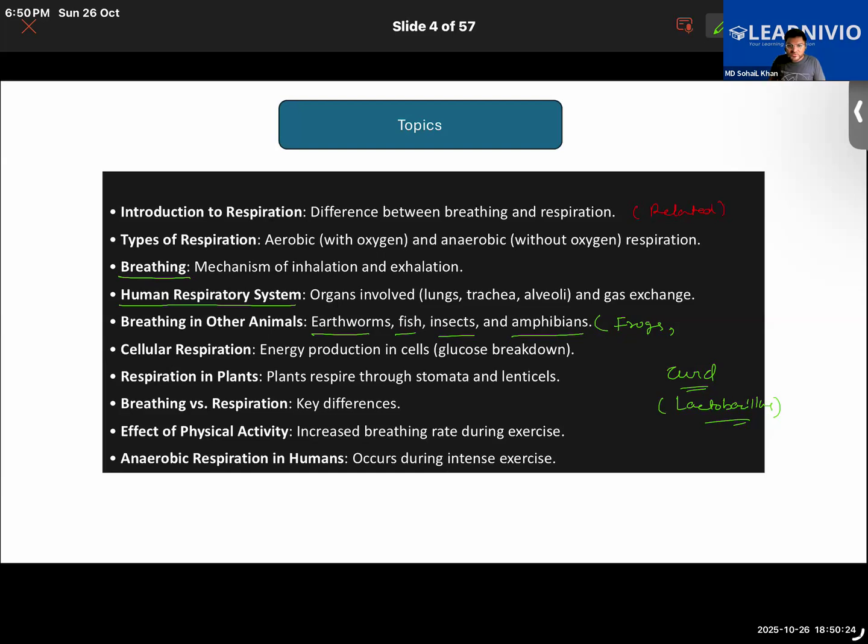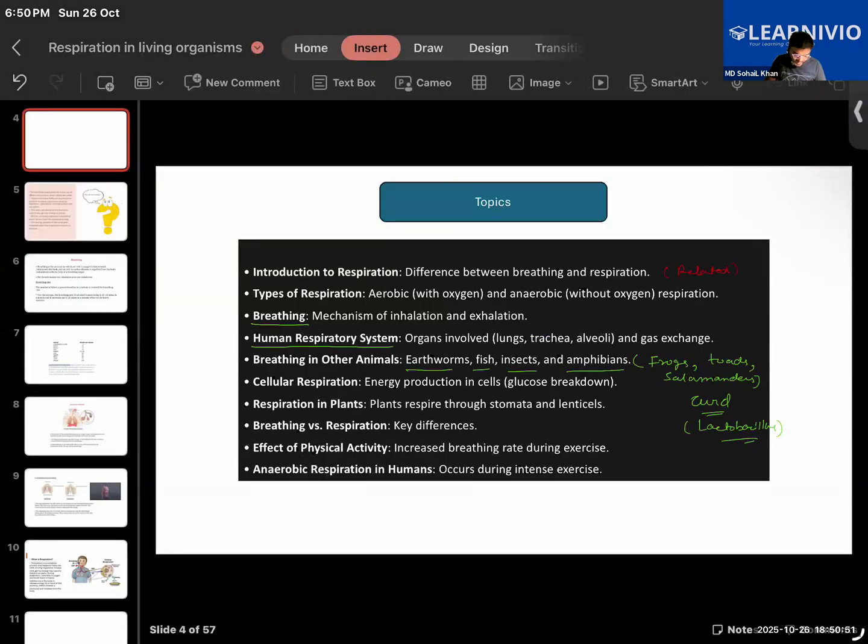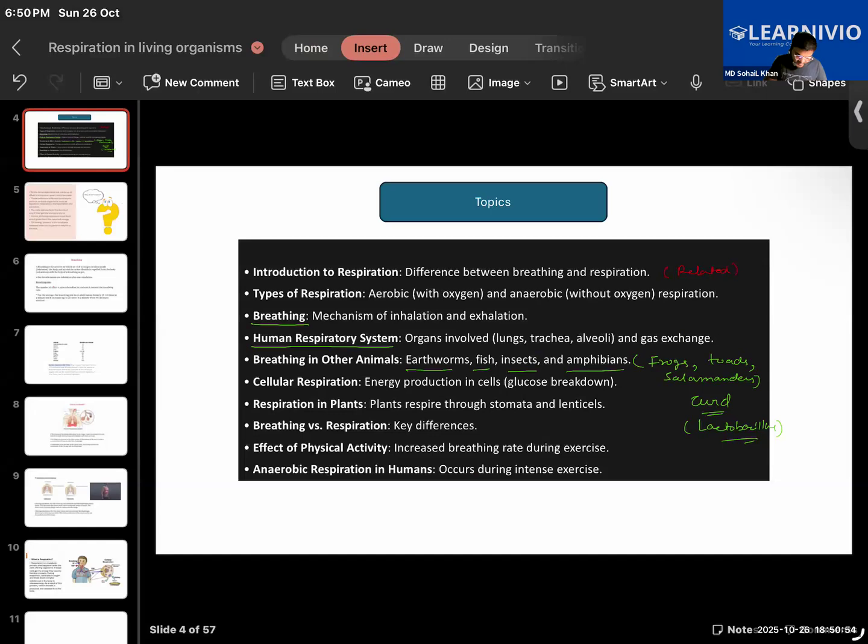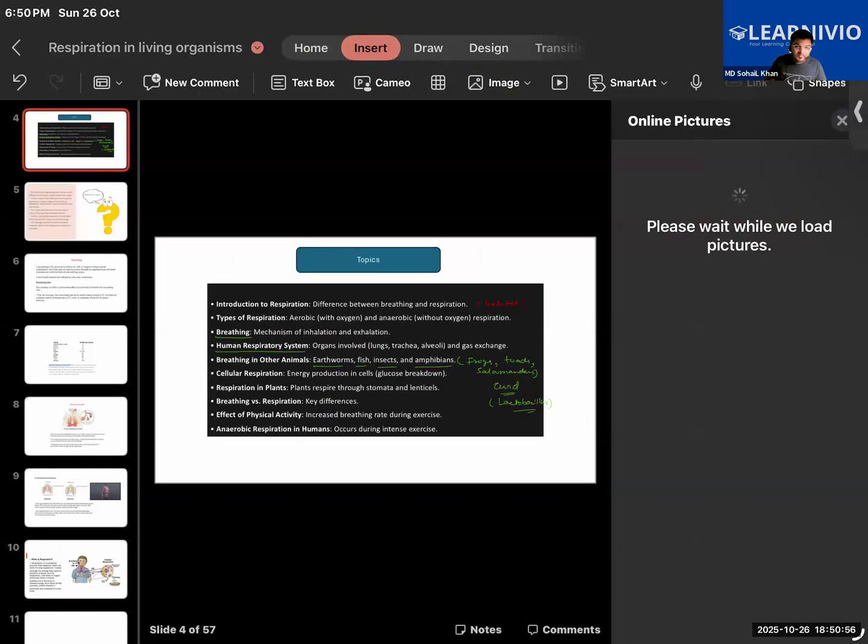So amphibians are those animals, and we'll be learning about breathing in amphibians also, like how frogs carry out breathing. We have examples of frogs, we have examples of toads. Good. Do you know about salamanders? No, sir. They kind of look like a lizard actually.